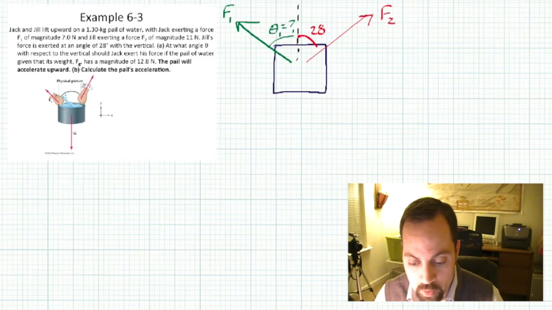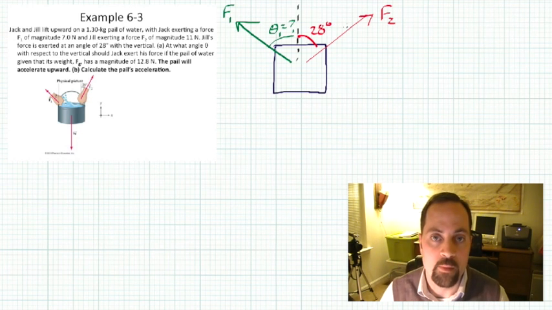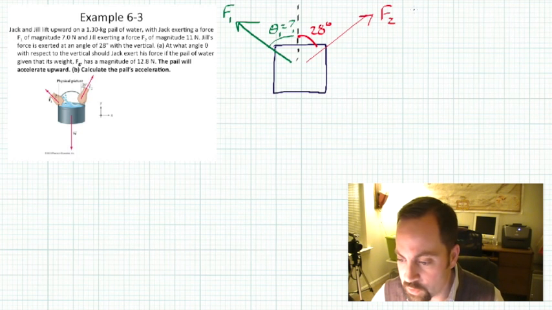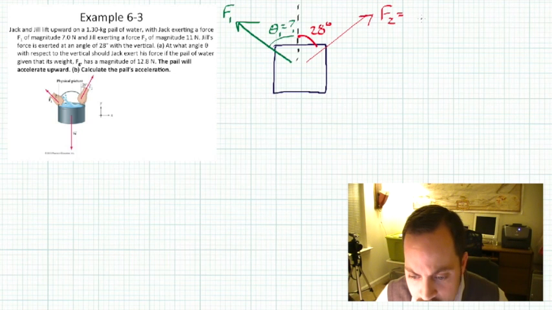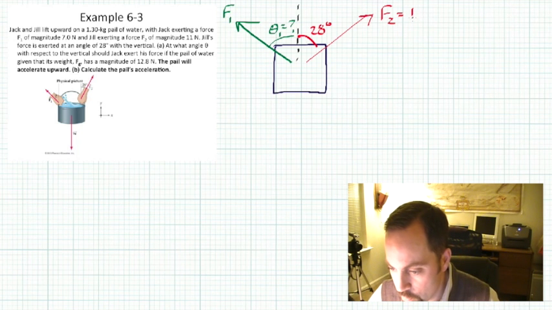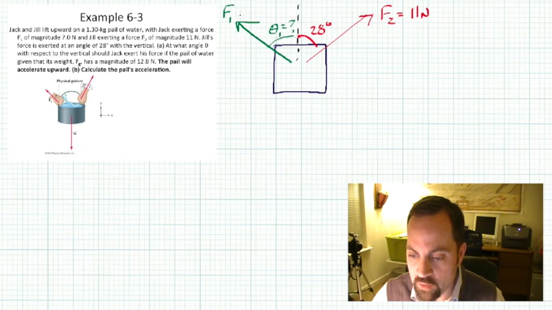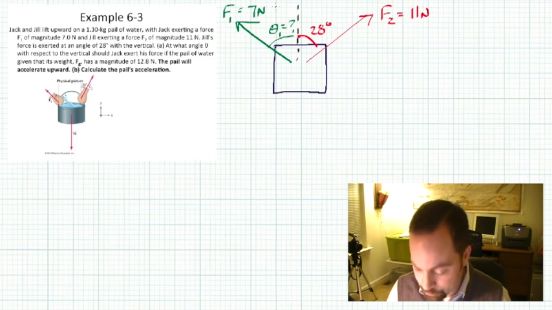Jack, we don't know what his angle is, but we do know the forces that they both exert. Jill's force, and I realize my red isn't quite perfectly red here, but that's okay, is exerting 11 newtons, okay? 11 newtons right there, and Jack has a force of 7 newtons, at some different angle from Jill's.